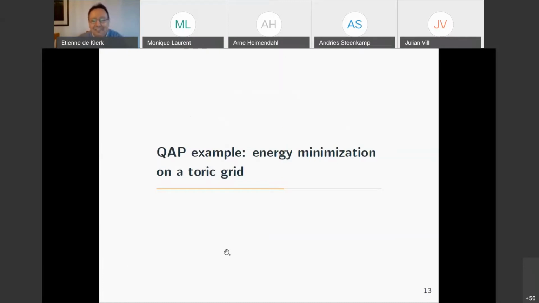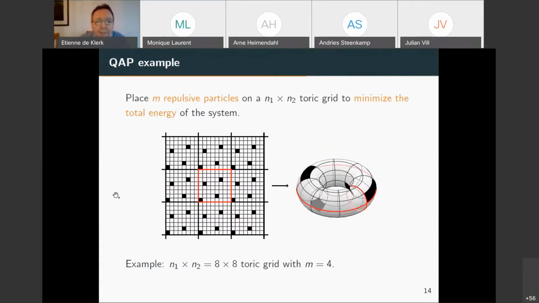Okay, so just to move on to an example. Now I just want to show you how this computational framework works for one specific application of quadratic assignment. This is an application in physics called energy minimization on a toric grid. In particular, the problem is as follows. We have a toric grid shown like this. The grid points, in my perspective, are actually the squares.